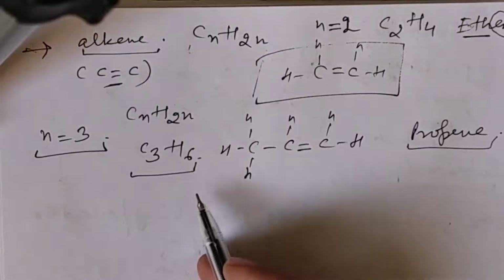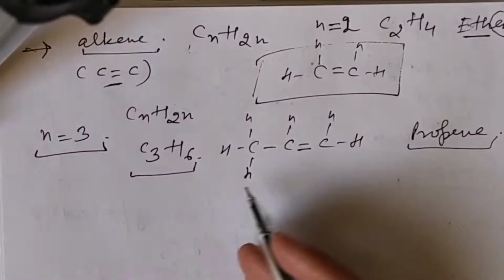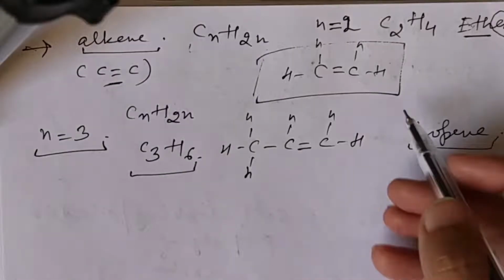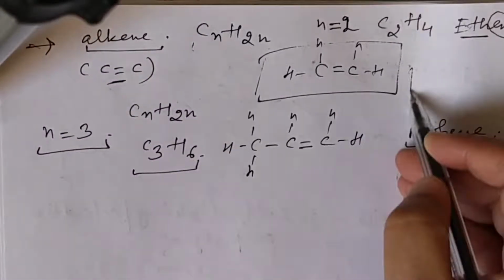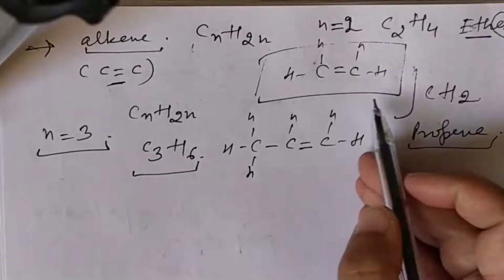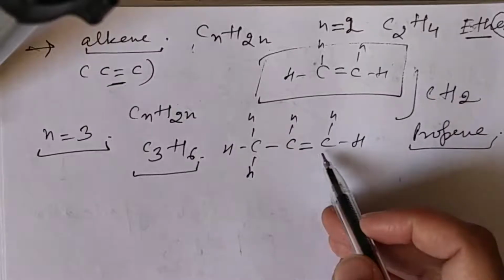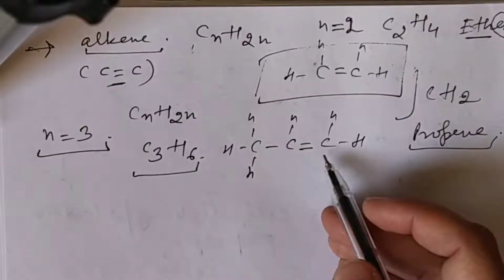Okay, so this is how we have written the alkene family, a homologous series, in which the successive members differ by a CH2 group, and all the members in this family carry a double bond, so it is a homologous series.